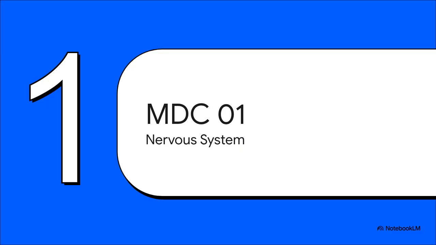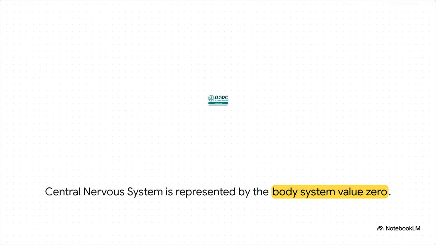Section 1. MDC01, Diseases and Disorders of the Nervous System. Let's dive right in. Looking at the ICD-10 PCS guidelines, it's pretty fascinating how the central nervous system is mapped out physiologically. It's represented by the body system value 0. This covers the whole shebang, procedures performed on the brain, spinal cord, and peripheral nerves. So whenever you see a medical or surgical procedure code starting with the 0 in this section, you immediately know you are navigating the central nervous system.